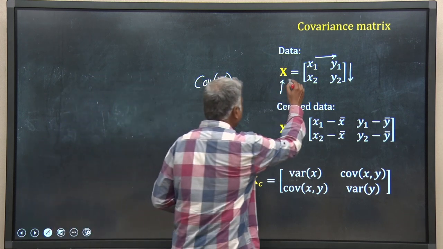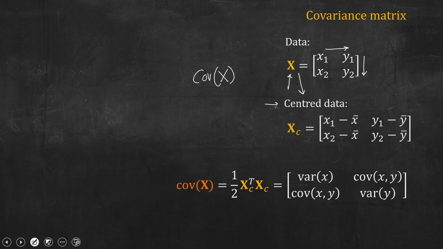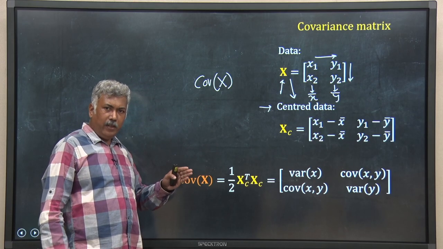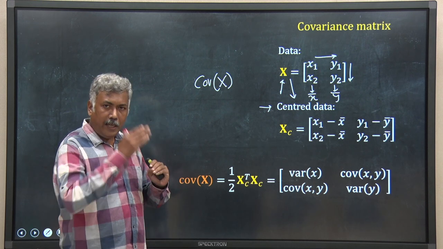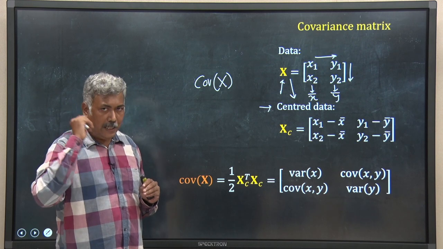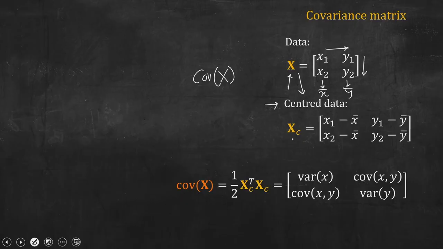I have to center this data. What do I mean by centered data? See, you calculate the mean of each of these variables, the columns, right? So, suppose the mean is x bar and for the second variable, it is y bar. Then for the first column, for the x variable, subtract the mean of that column, and for the second column, subtract the mean of that column. So, I get a centered matrix X_C, and this is the formulation of that.